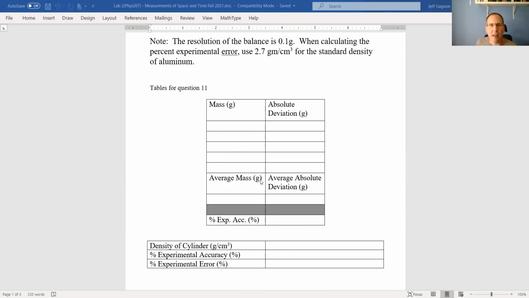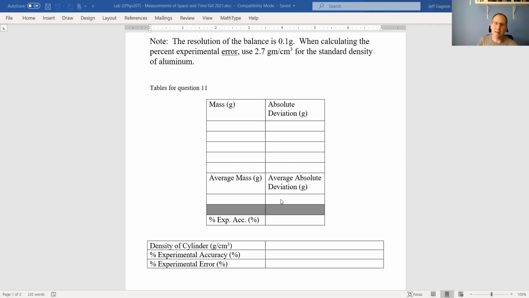Now, what might happen, let's say all 5 values are the same, right? Because you're just massing it on a scale, so it should be fairly consistent, fairly accurate. So let's say all 5 values are the same. That means that your average is going to be obviously that same value. All your absolute deviations will be 0, right? Or actually 0.0 if you're being really careful. So you could write 0.0, 0.0, 0.0, and so on.